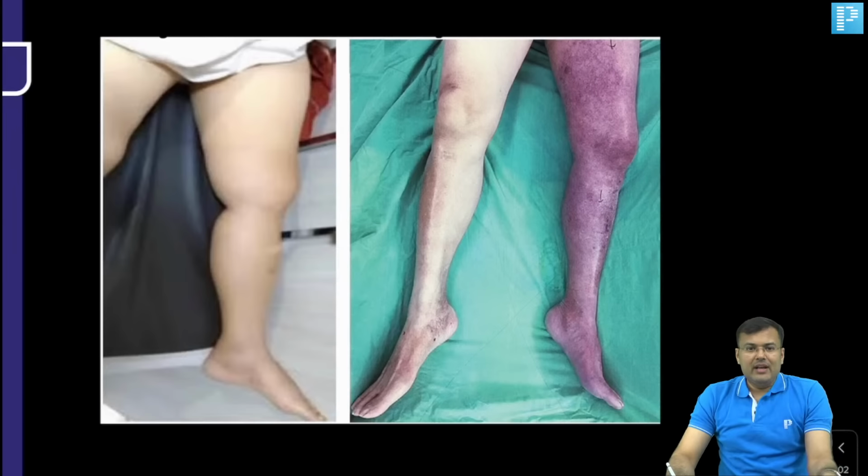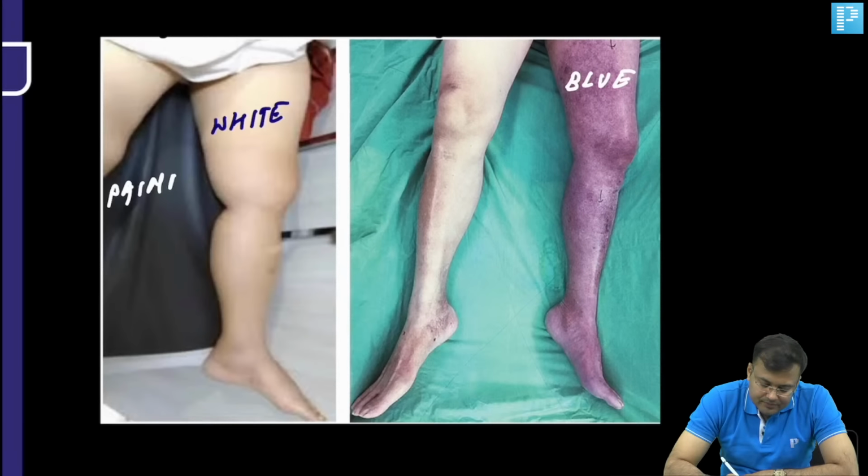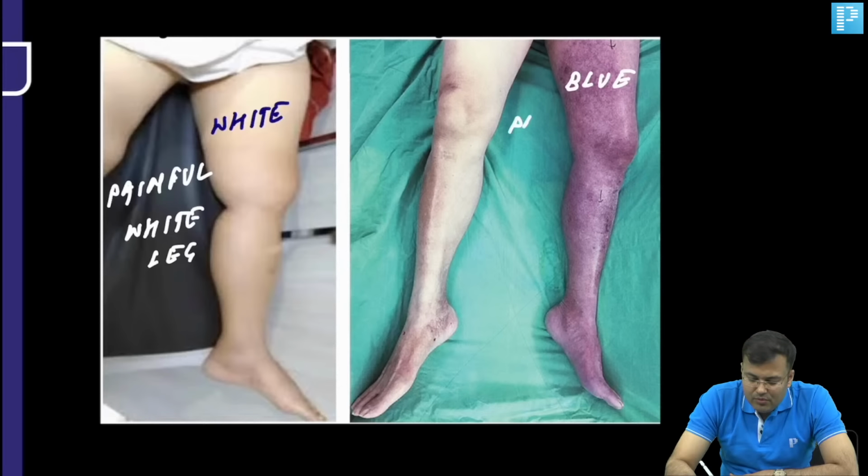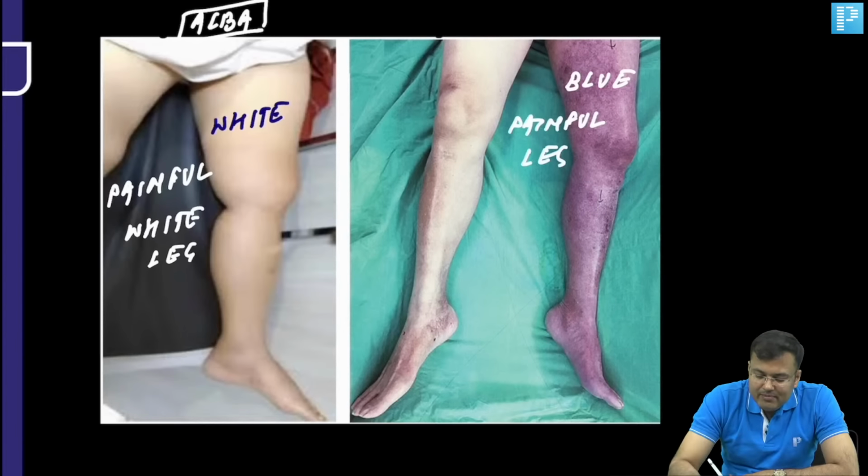Okay. Next, can you tell me the color of this limb? White. This one blue. So, this one is a painful white leg, and this is a painful blue leg. Both of these are because of DVT. First is known as phlegmasia alba dolens. The second one is known as phlegmasia caerulea dolens.